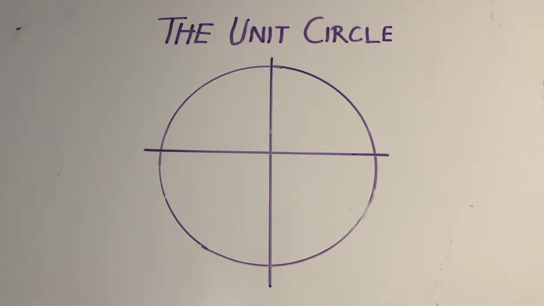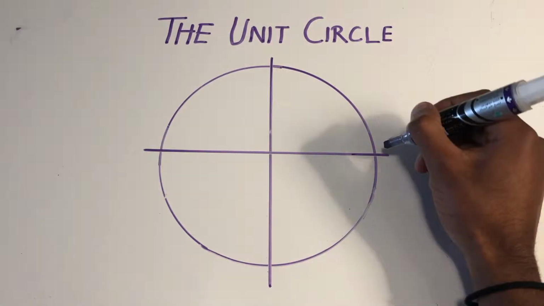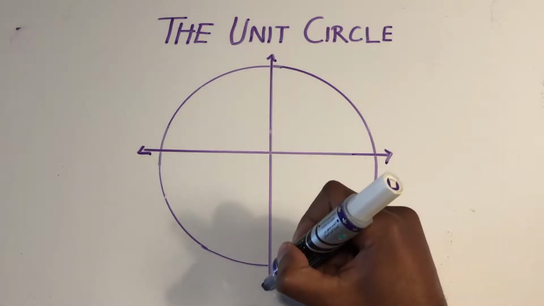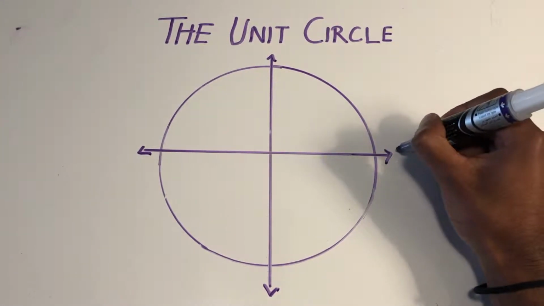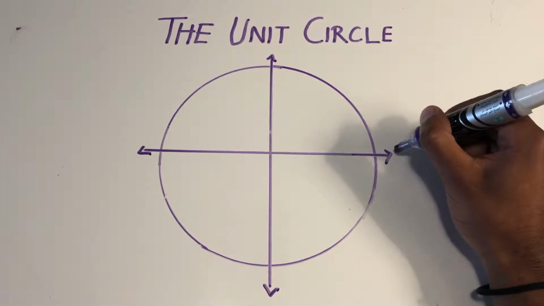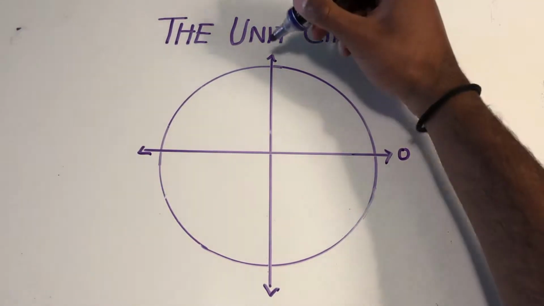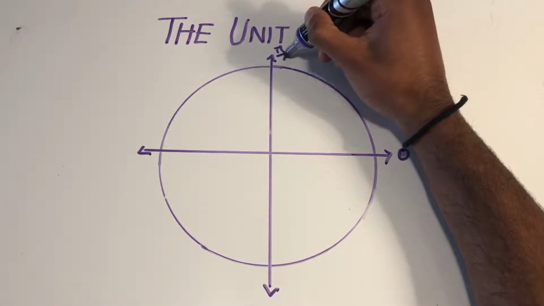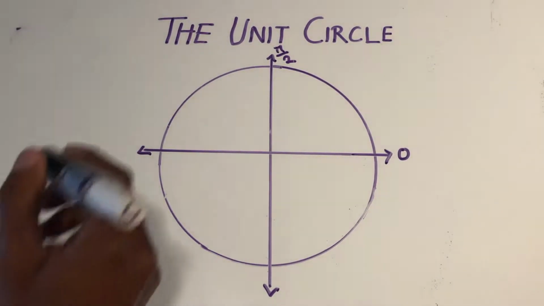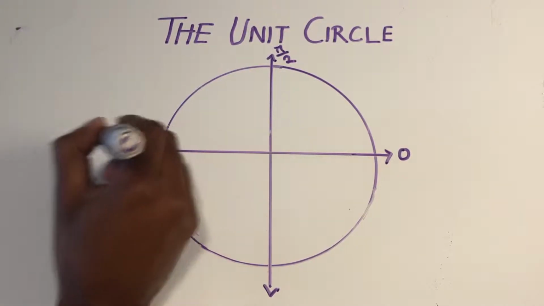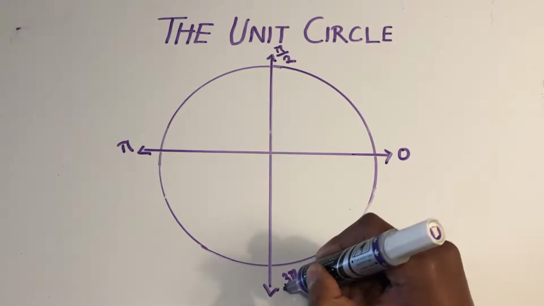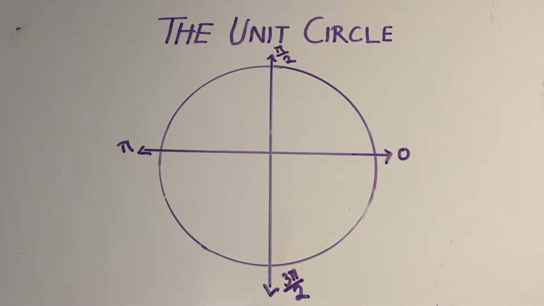But before I begin, I'd like to label my graph. I like to label what I know already, just so that I can avoid it in the future. So here I have 0. At the top I have 90 degrees, which is pi over 2. And then on the left I have pi. And then at the bottom I have 3 pi over 2, which is 270 degrees.